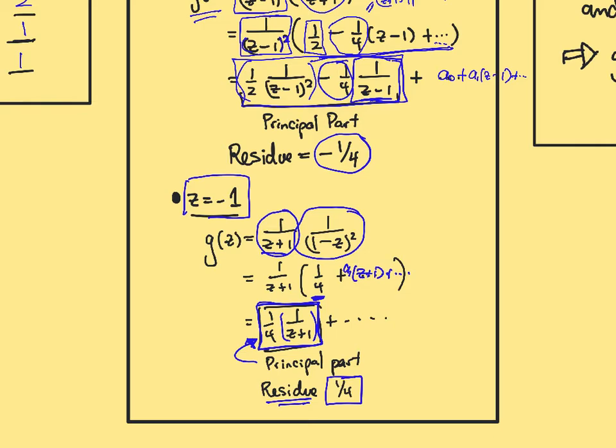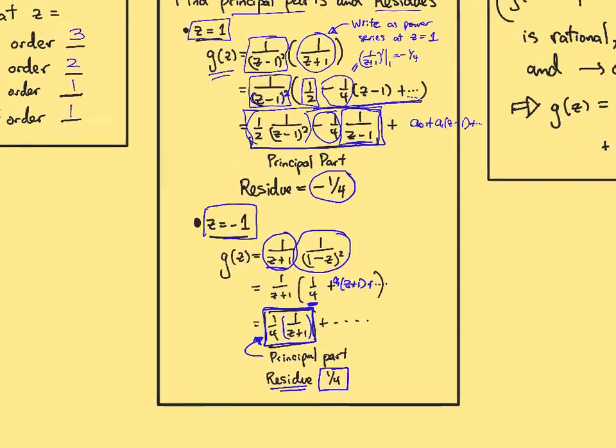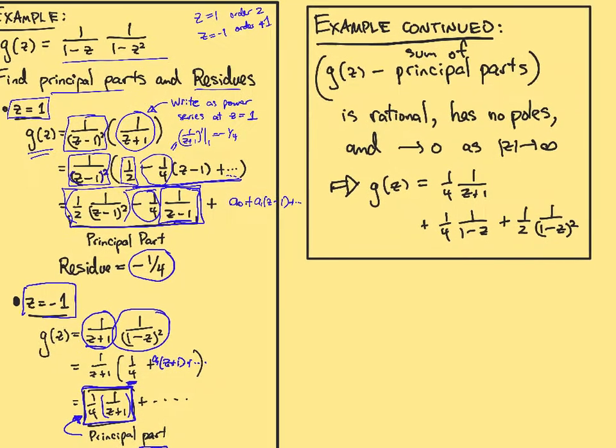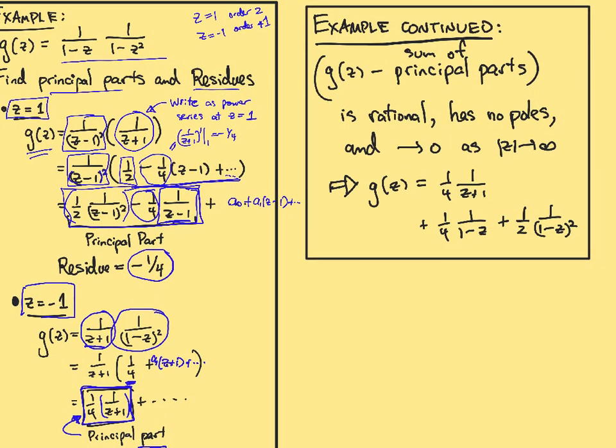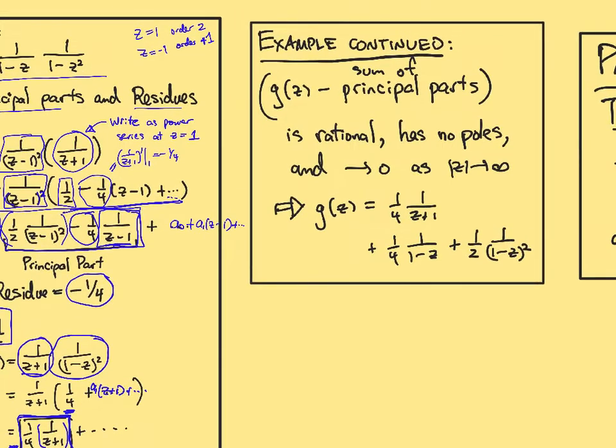And again, this residue may seem like a random thing to compute, but it's actually quite natural and plays an important role later. Okay, there is something I'd like to point out further about this example. Let's examine g minus the sum of these principal parts that we found. If you take g minus the sum of the principal parts at z equals 1 and z equals minus 1, you get rid of all the poles because the principal parts will be analytic everywhere except at the singularity in question. So by subtracting away the principal parts, you get rid of the poles.